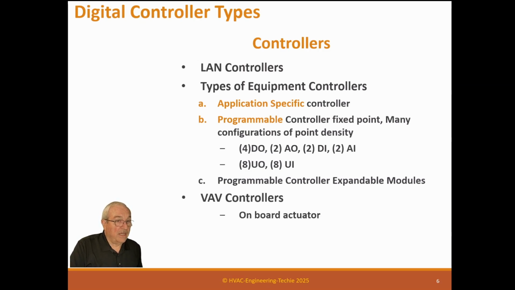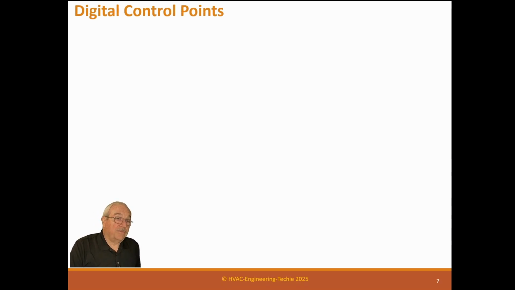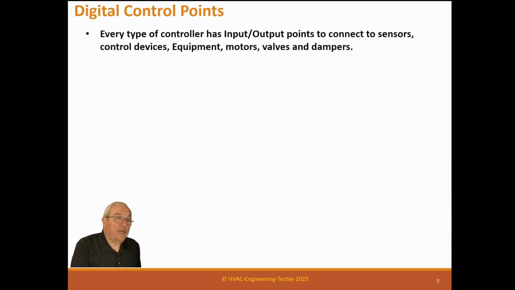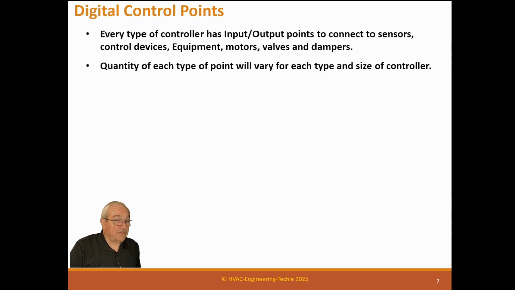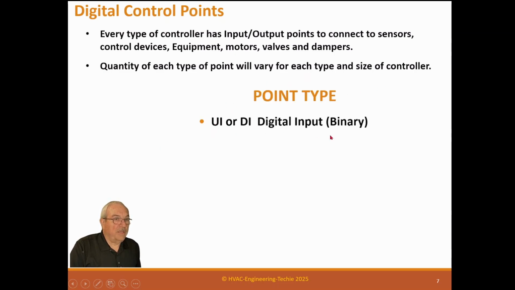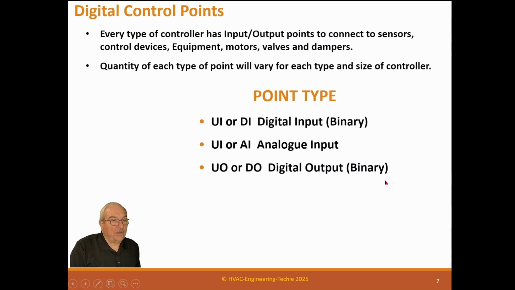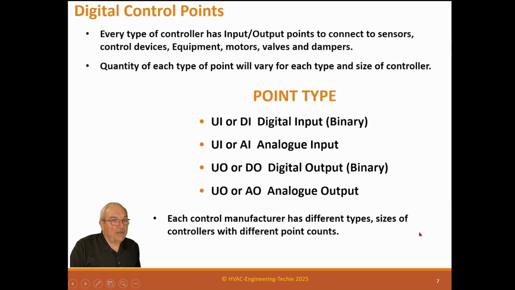VAV controllers will have an onboard actuator, or they might come without an actuator, just so you can use a remote actuator. Every type of controller has input-output points to connect to sensors, control devices, equipment, motors, valves, and dampers. The quantity of each type of point will vary with each type and size of controller. Point types again are UI or DI, digital inputs; UI or AI, analog inputs; UO or DO, digital outputs; UO or AO, analog outputs. And each controller manufacturer has different types and sizes of controls with different point counts.